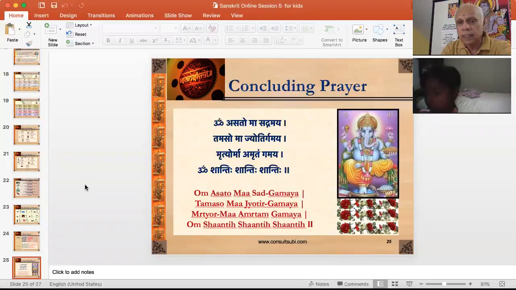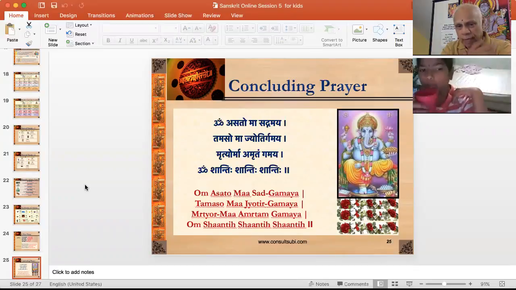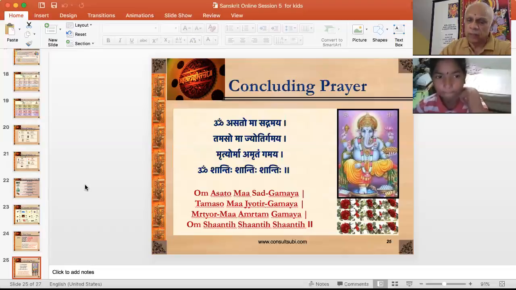Asatoma sadgamaya. From unrighteousness go to righteousness. Tamasoma, tamas means darkness. From darkness, lead me into light. In other words, from ignorance, take me to enlightenment. I want to learn more. Mrityorma amritam gamaya, from mortality to immortality, being permanent, eternal. Take me to that. It's a prayer. And ultimately you say, Om Shanti Shanti Shantihi. Peace, peace, peace. So in our religion, we believe in peace. That is why you have this Shanti.